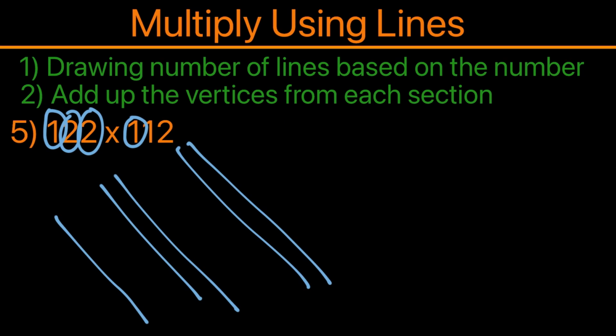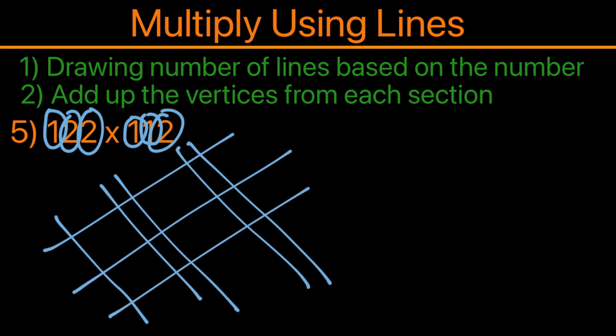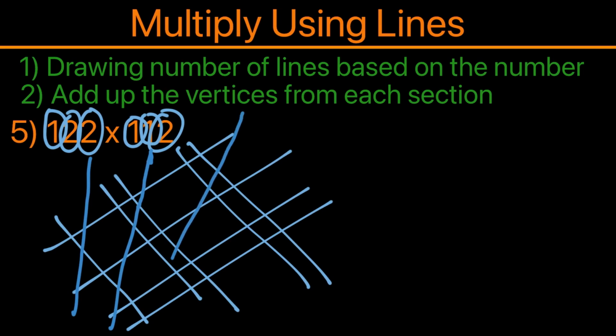Next, we'll have the 1, and then another 1, and then 2. Okay. So now that we have this done, we can see there's section 1, section 2, which will be right here, and then section 3, section 4, and section 5, like this.